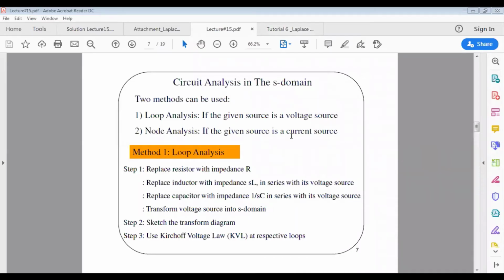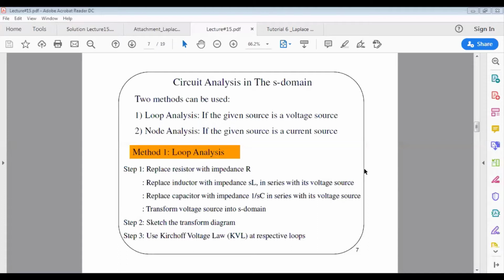Okay, so we are now going to proceed with the circuit analysis in the S domain. I mentioned just now that there are two methods that can be used in solving the circuit problem, which are based on loop analysis and also node analysis. I believe that you have learned this in circuit theory in semester 1 or semester 2. We know that for loop analysis, we need to use Kirchhoff voltage law to solve the problem, whereas for node analysis, we're going to use Kirchhoff current law.